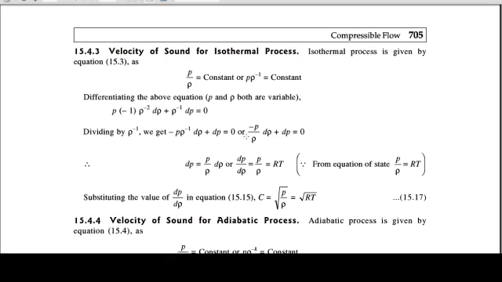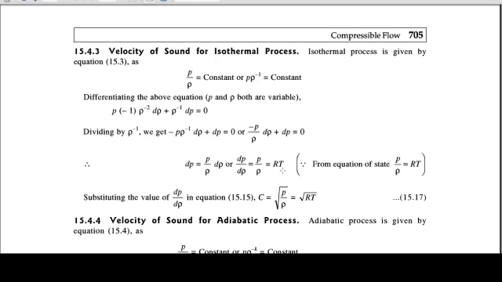Okay, so it is also equal to minus dP upon rho d rho plus dP is equal to 0. Then we will get dP is equal to P upon rho into d rho. So dP upon d rho is equal to P upon rho. But we know from the equation of state that P upon rho is equal to RT. So put over here: dP upon d rho is equal to P upon rho, which is equal to RT. So indirectly, dP upon d rho is equal to RT.